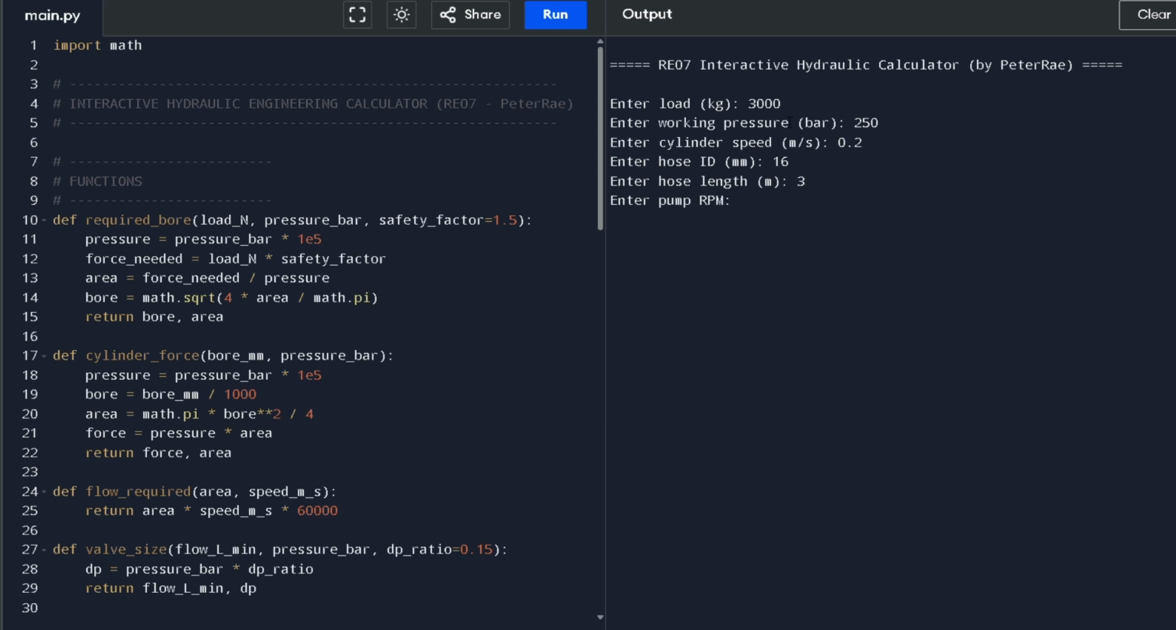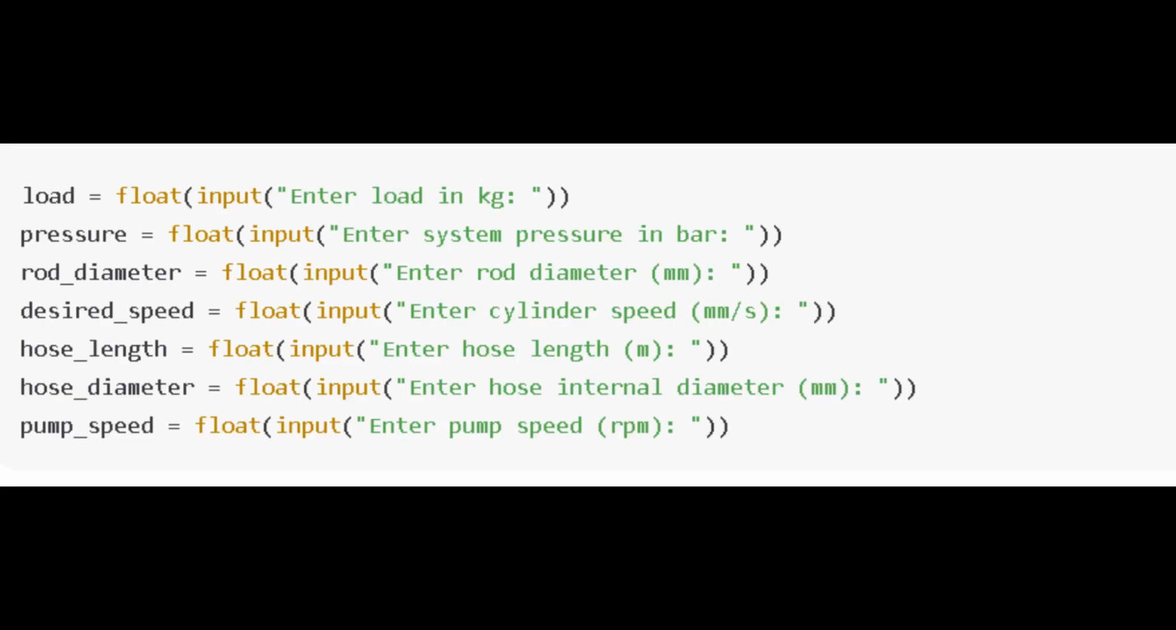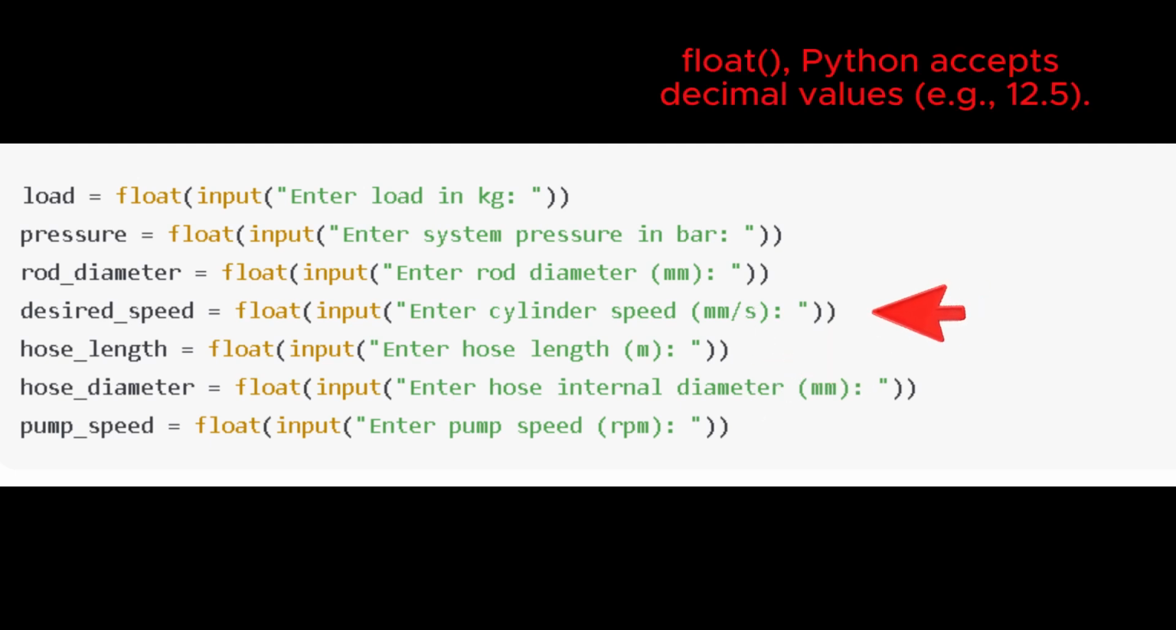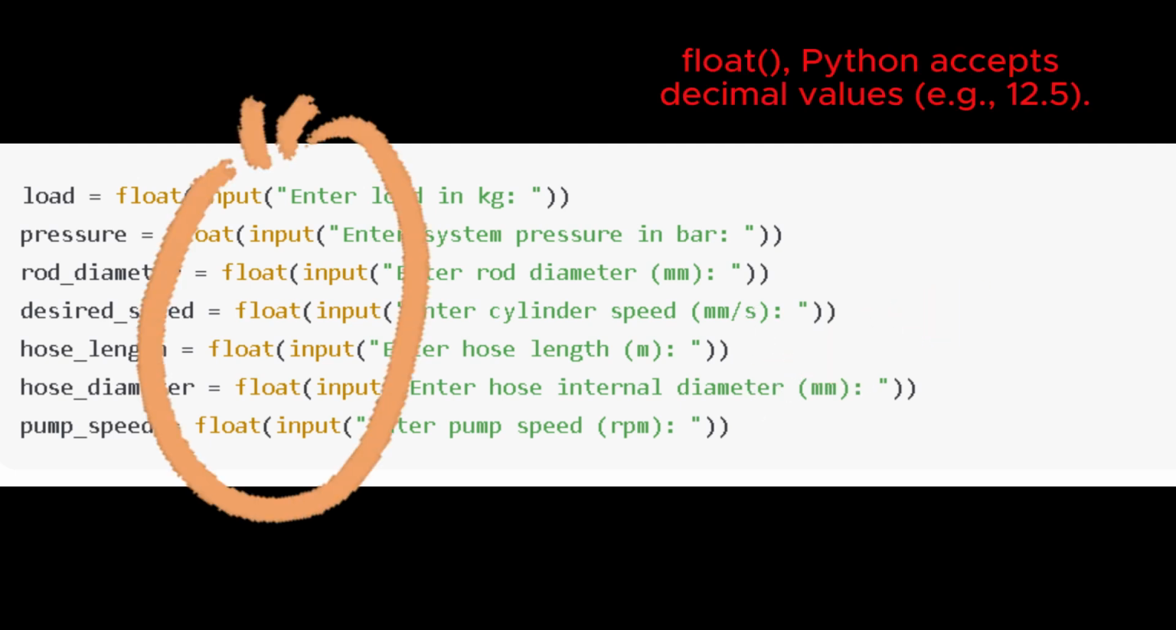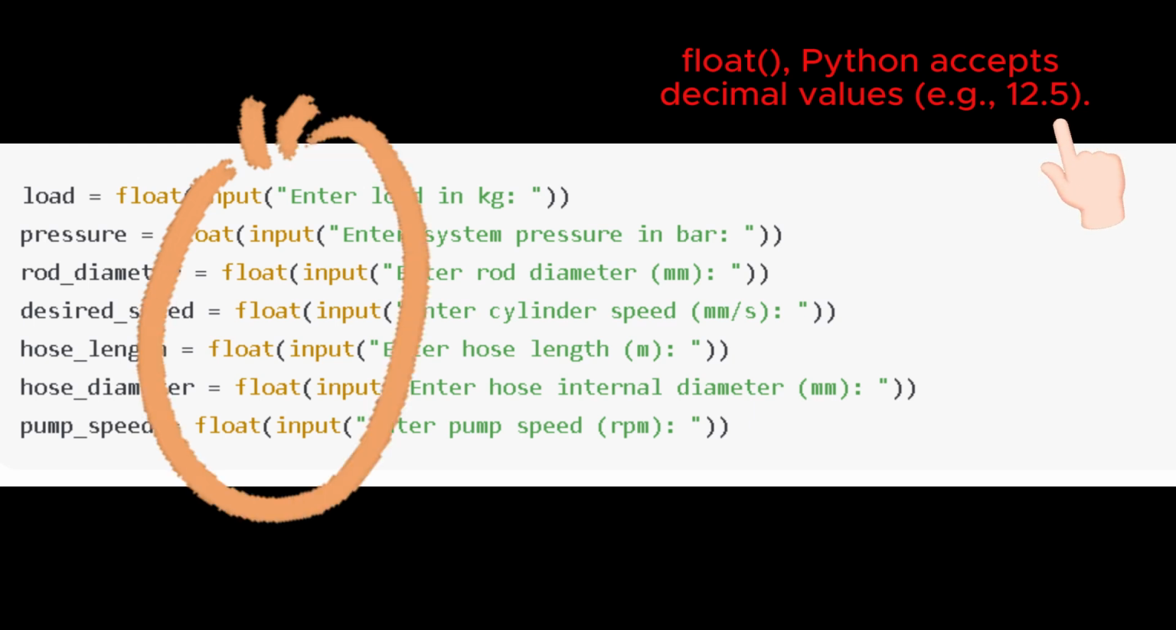Now, how do we solve this? With Python. Let's go step by step. Getting input from the user. What this means: the program asks the user to type in actual engineering parameters. Example: load in kg, pressure in bar, cylinder rod diameter, hose length and diameter, pump speed in RPM. By using float, Python accepts decimal values, for example 12.5. This makes the program interactive, perfect for students.